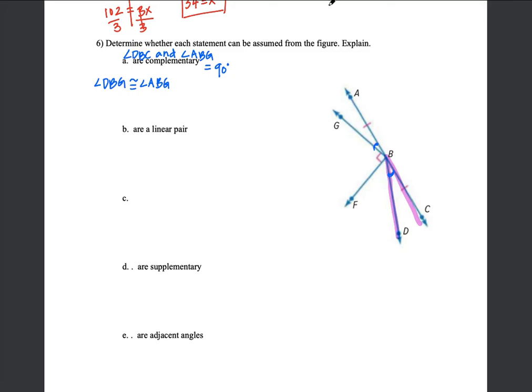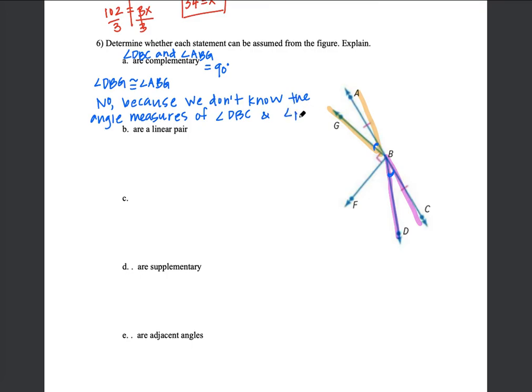Just based off of the picture, if I'm looking at the picture, I don't know that that's true. So I can't say that they're complementary. So no, because we don't know the angle measures of angle DBC and angle ABG. Okay.